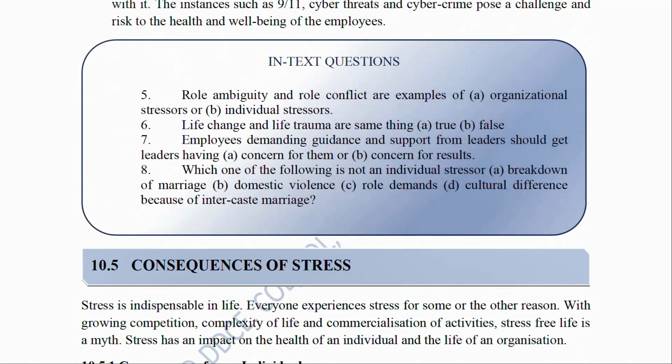In text questions. Fifth, role ambiguity and role conflict are examples of A. Organizational stressor, or B. Individual stressor. Sixth, life change and life trauma are the same thing. True or false? Seventh, employees demanding guidance and support from leaders should get leaders having A. concern for them, or B. concern for results. Eighth, which one of the following is not an individual stressor? A. breakdown of marriage. B. domestic violence. C. role demands. D. cultural difference because of intercaste marriage.